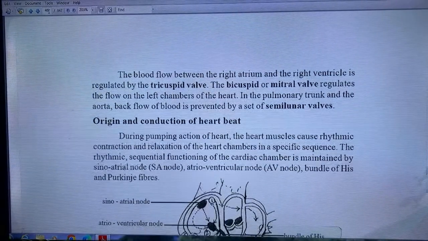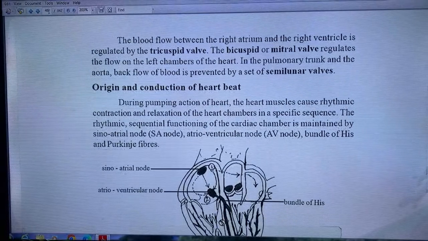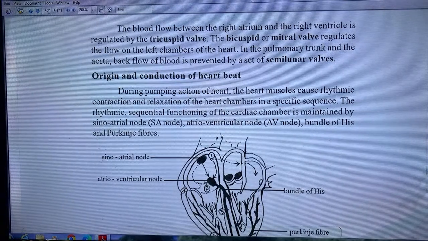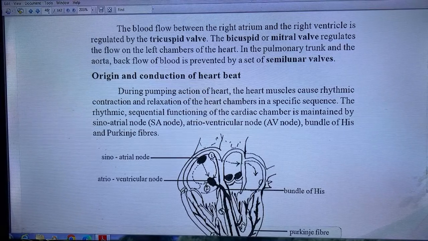The blood flow between the right atrium and the right ventricle is regulated by the tricuspid valve. The bicuspid valve, or mitral valve, regulates the flow in the left chambers of the heart. In the pulmonary trunk and the aorta, backflow of blood is prevented by a set of semilunar valves.